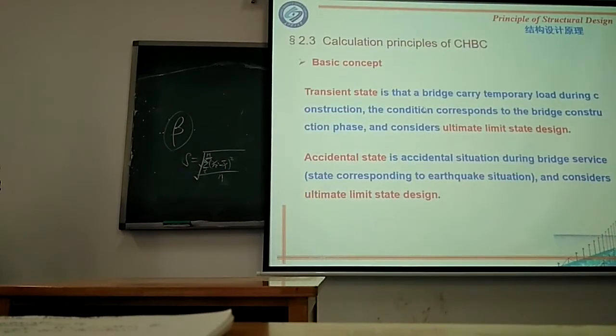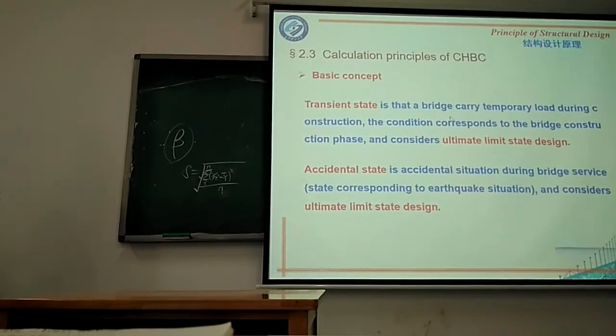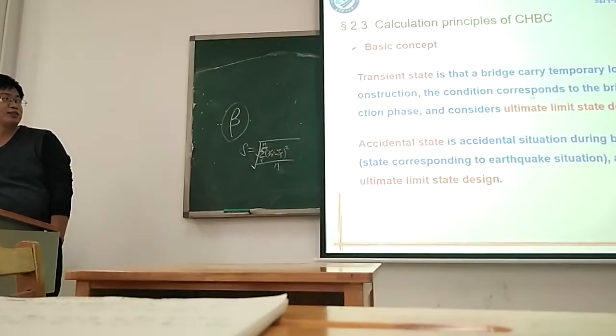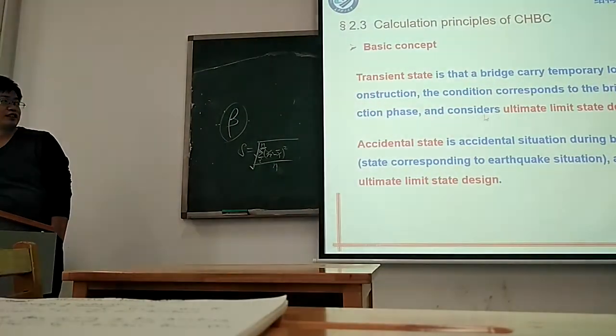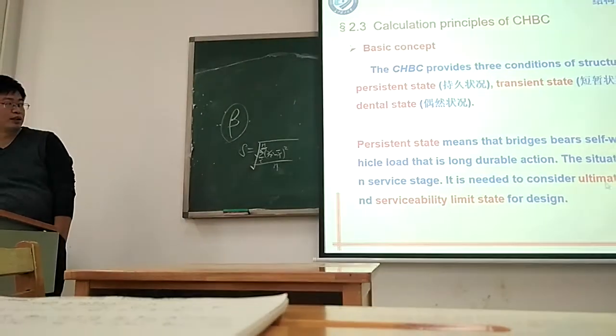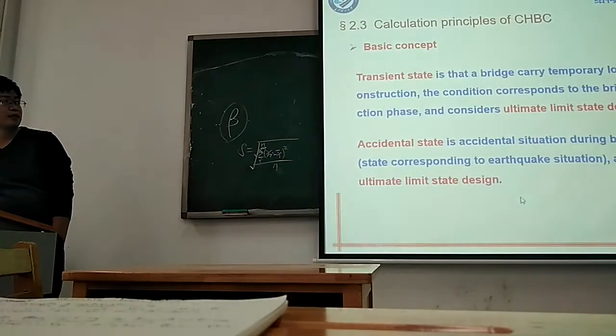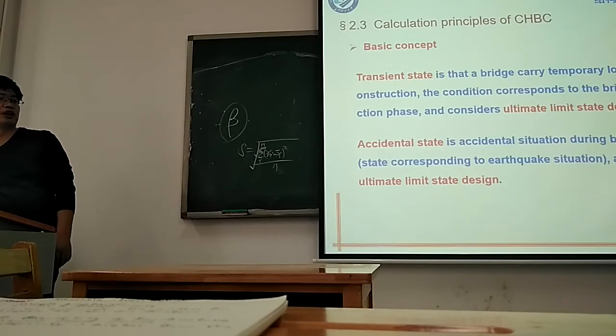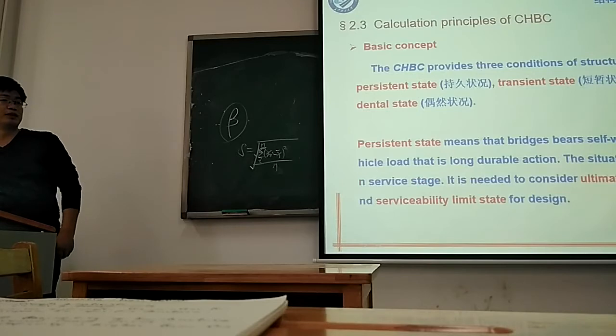And the transient state. Transient state is when the bridge is under construction, the condition corresponding to the bridge construction phase, and consider the ultimate limit state. So this is different from the persistent state, where you need to consider not only the ultimate limit state but also the serviceability limit state. For this transient state, you need to consider the ultimate limit state, because during construction, of course, the bridge is not open to use. You do not need to consider the serviceability limit state.